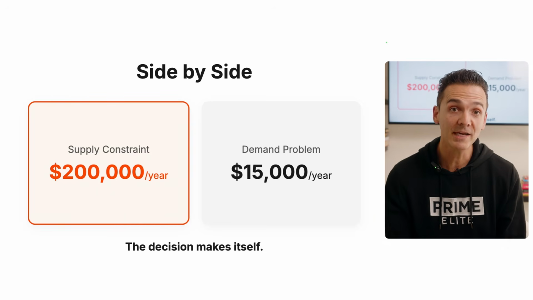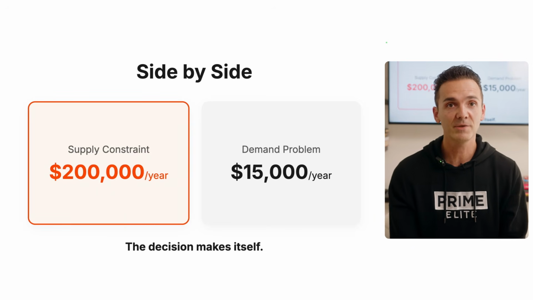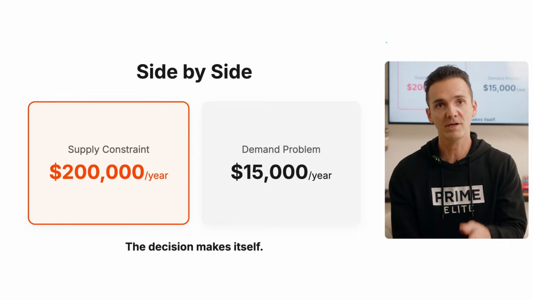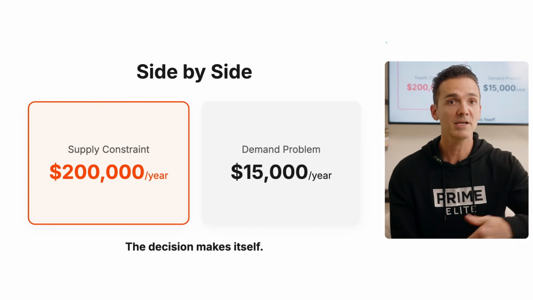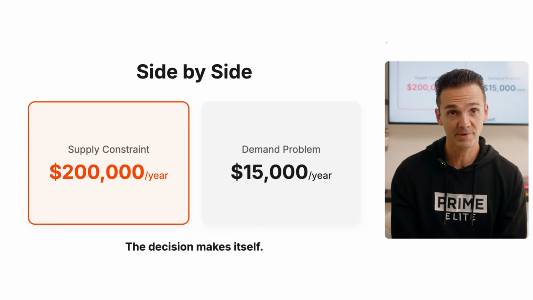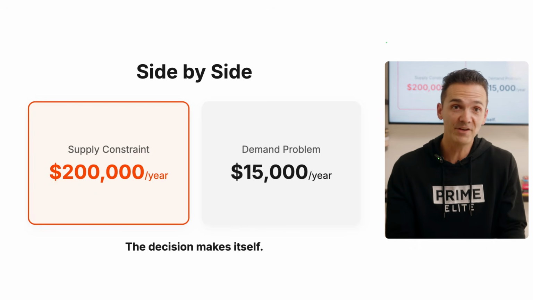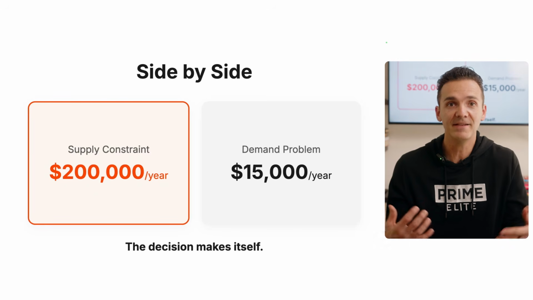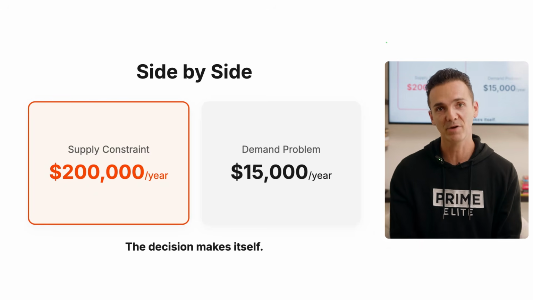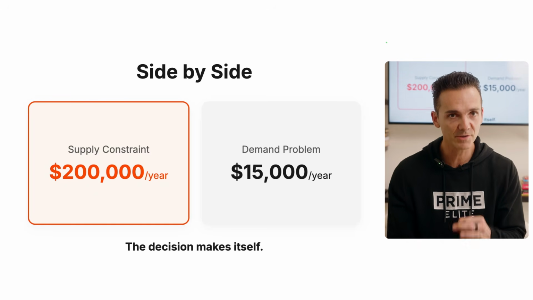The home services company I told you about, their supply constraint was costing them $200,000 a year in delayed jobs, lost repeat customers, and overtime costs. Their demand problem, again, 15,000 at most, and again, they didn't have a demand problem, so they were solving a problem that didn't exist. And when you see those numbers side by side, the decision literally makes itself.